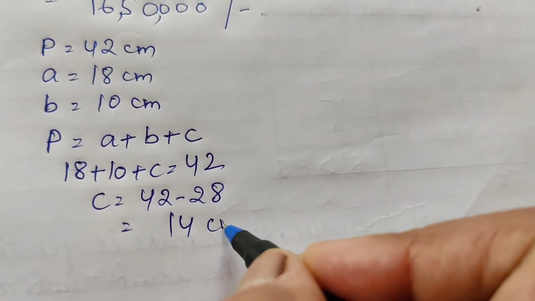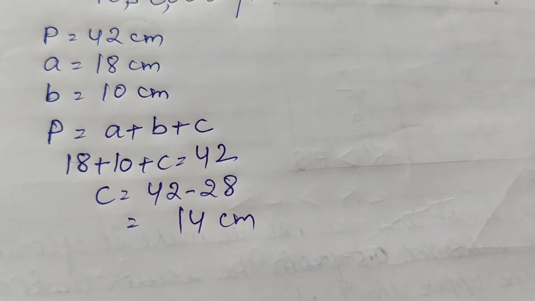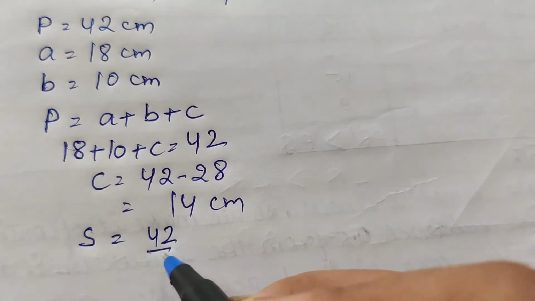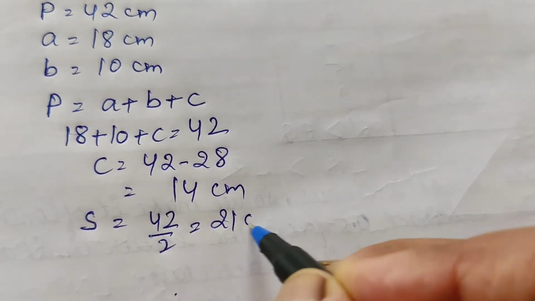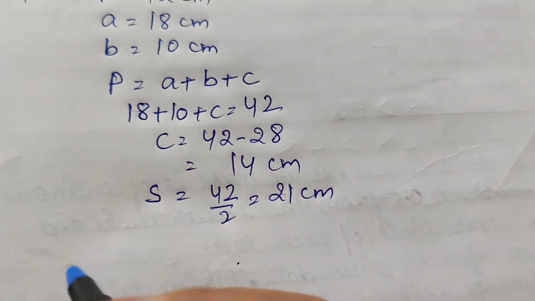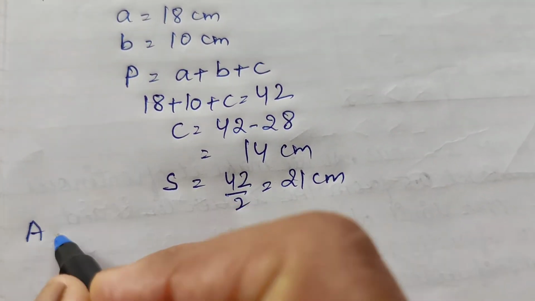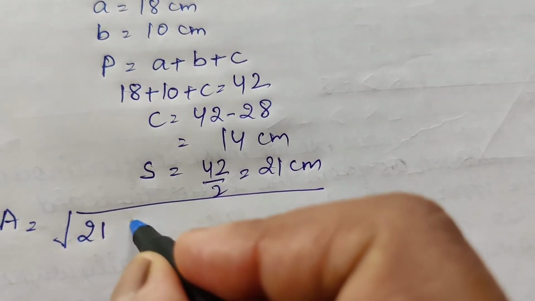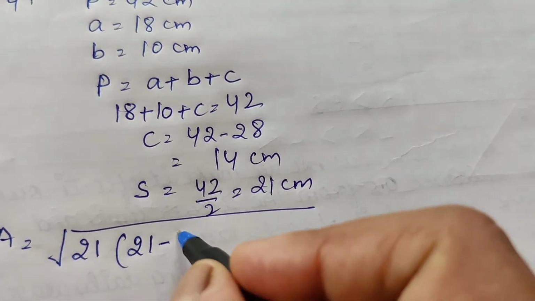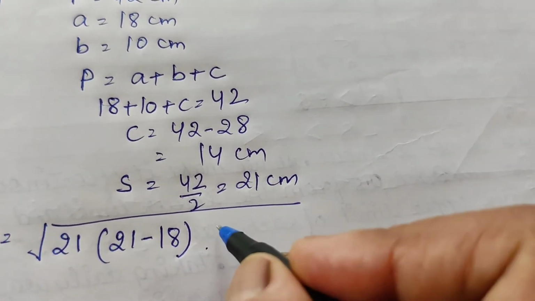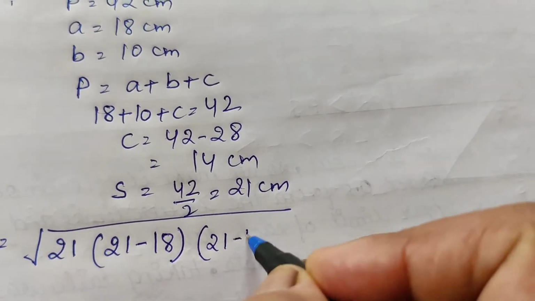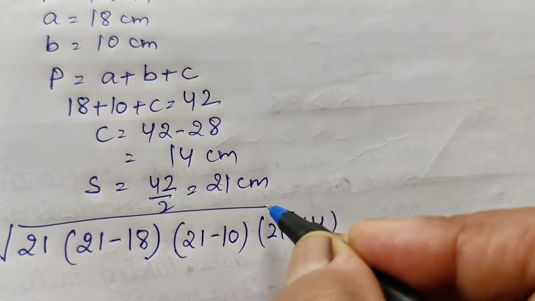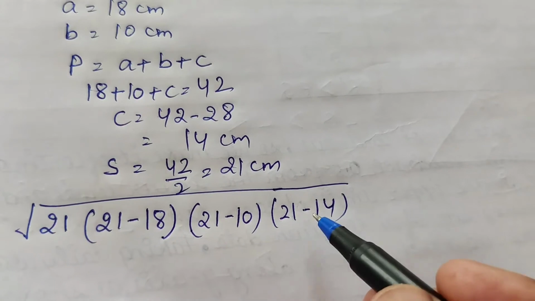14 centimeter. Okay. Now semi-perimeter, half of the perimeter. 42 by 2 equal to 21 centimeter. Now area, under root S, value is S is 21. Now 21 minus A means 21 minus 18. Again 21 minus 10 and 21 minus 14. These are the S, S minus A, S minus B, S minus C.